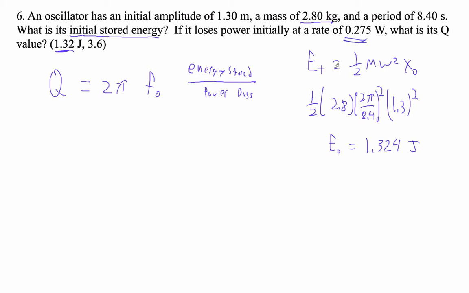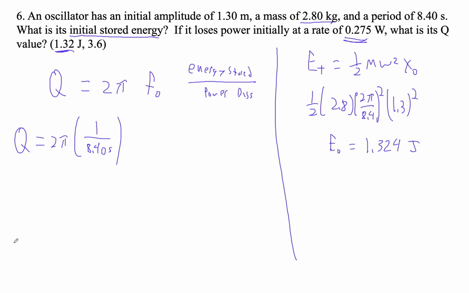So it's losing energy at this rate. Now we can use the fancy formula here, right? So Q is 2 pi. Our resonant frequency is 1 over 8.40. Okay, I'm getting that because frequency is 1 over period, right? Okay, and they give us the period. So it's 2 pi, 1 over that, right?